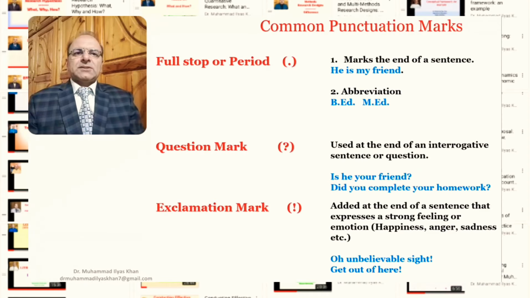Now, some of the most common punctuation marks in English include full stop or period, and so you can see that dot is the symbol of it. This marks the end of a sentence. For example, he is my friend, and then followed by this full stop or period, or you can say dot. And this is the other common use of full stop or period, its use in abbreviations, such as the abbreviations here B.Ed and M.Ed.